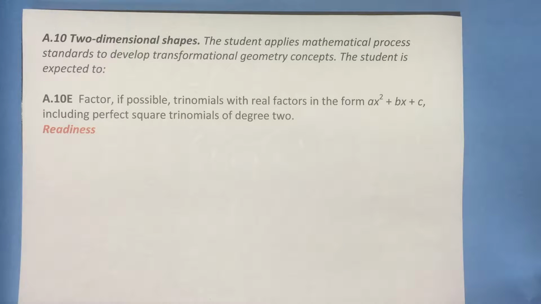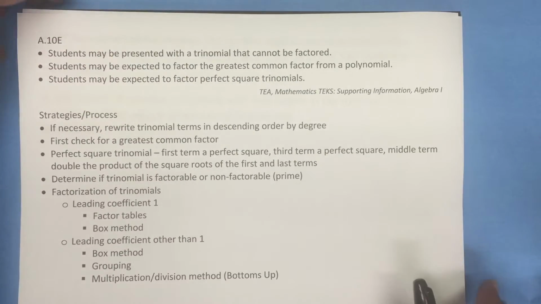Today we're going to look at standard A.10E, which says the student is expected to factor, if possible, trinomials with real factors in the form ax squared plus bx plus c, including perfect square trinomials of degree 2. First, I'd like to share some information that comes from TEA.